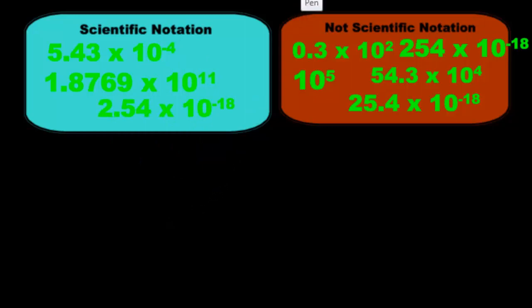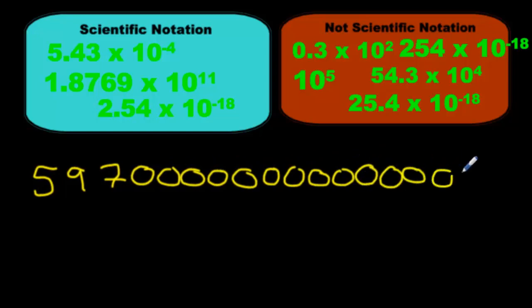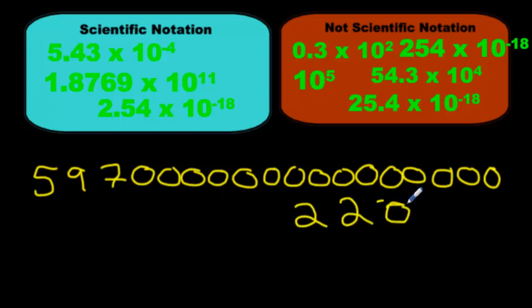Now, remember I was saying some of the numbers scientists deal with are massive. For instance, let me show you the mass of the Earth. If I was to write down the mass of the Earth, I would have to write down 5, 9, 7, and then 22 zeros. 0, 0, 0, 0, 0, 0, 0, 0, 0, 0, 0, 0, 0, 0, 0. I lost count. Write 22 zeros. And then put kilograms. That's the mass of the Earth.